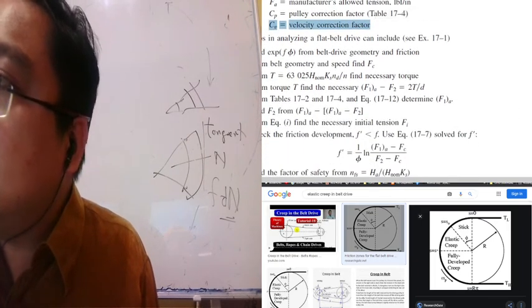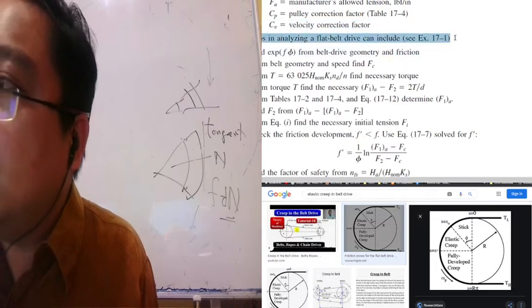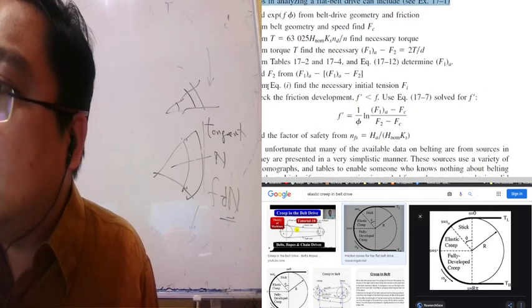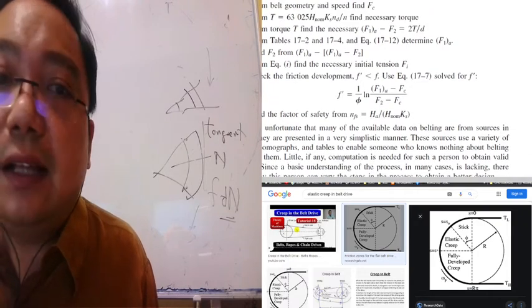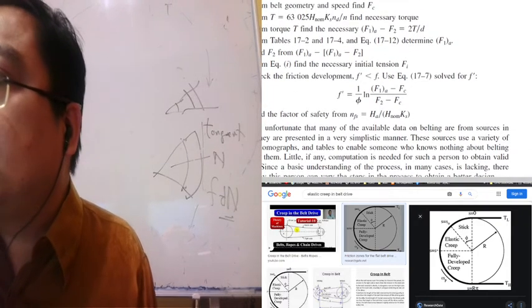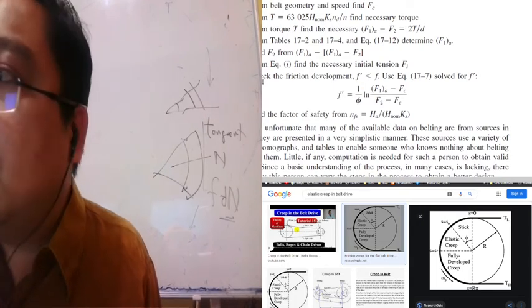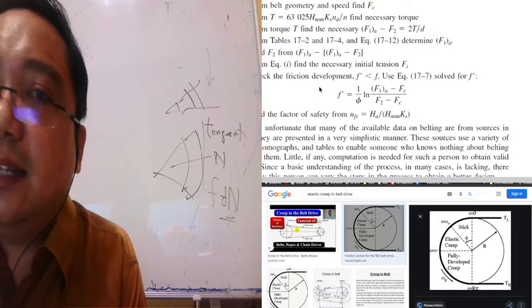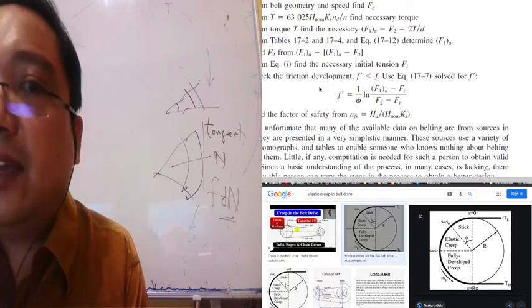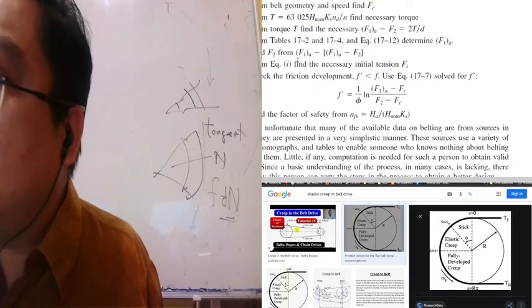This is the steps for analyzing a flat belt drive. They are step 1, 2, 3 until step 9. Meaning that you have to refer to many tables and do many equations to find the perfect belting for your case.